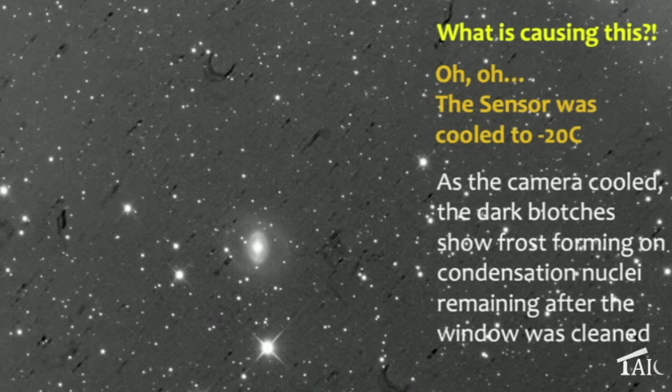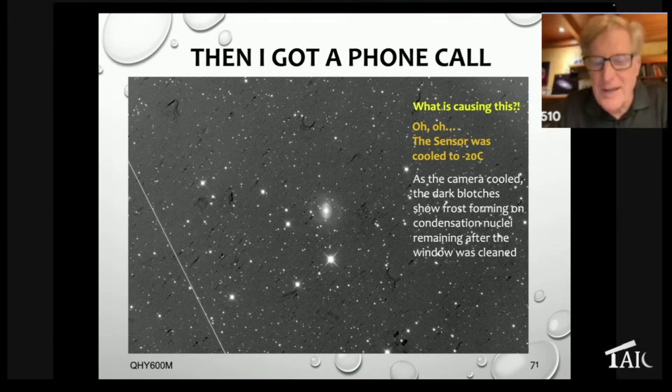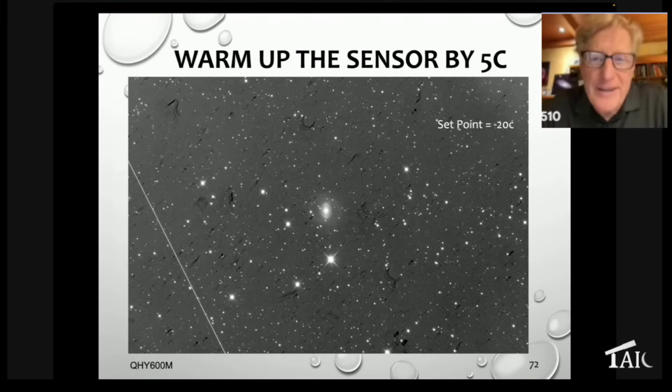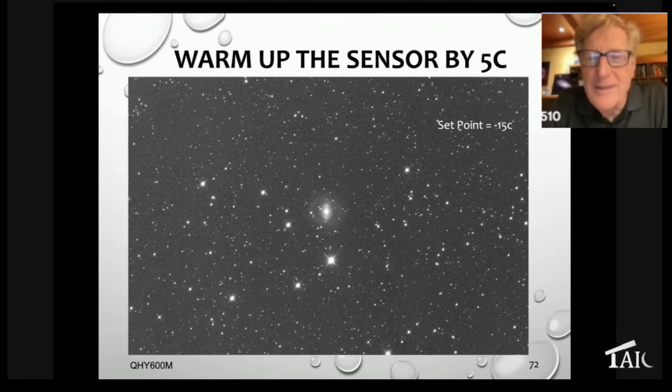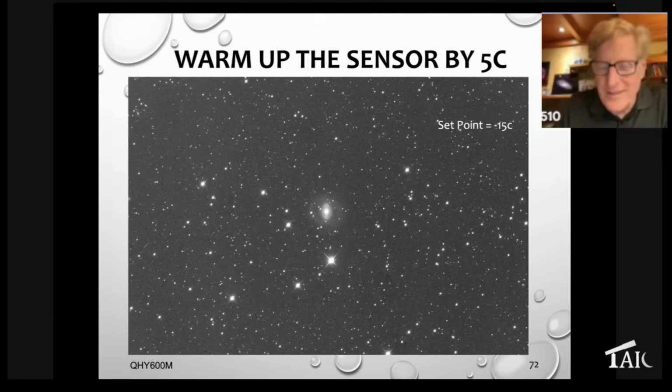But what was going on is that camera cooled to minus 20 C, that sensor, these dark blotches were showing frost forming, and they were showing it on condensation nuclei that remained after the window had been cleaned. So what we were seeing was sort of a swipe from where the last cleaning action had taken place, and that was causing condensation nuclei. And so if you watch carefully here, this is where the sensor was at minus 20. And as Adam just turned up the temperature 5 degrees, look what happened. It all cleared up.